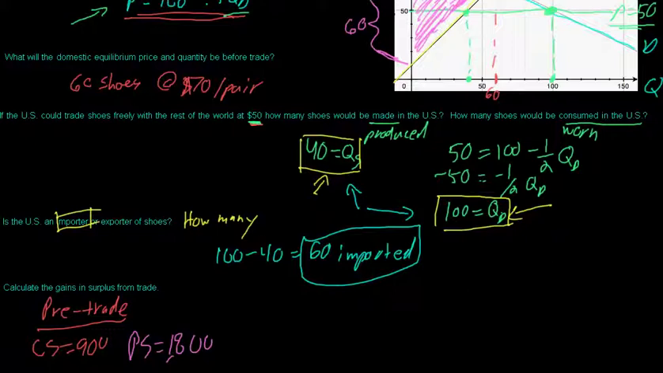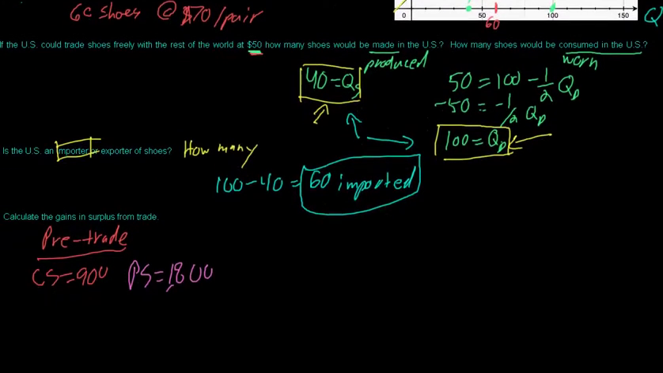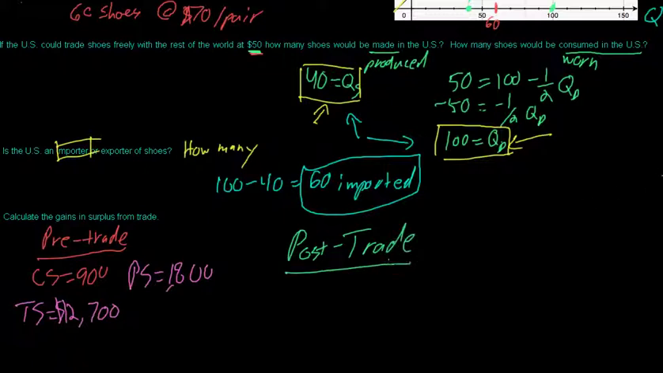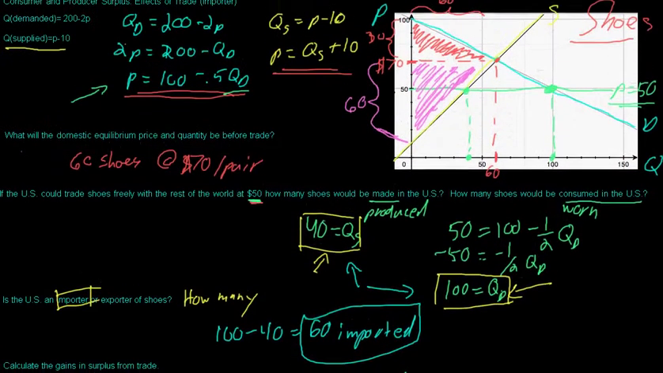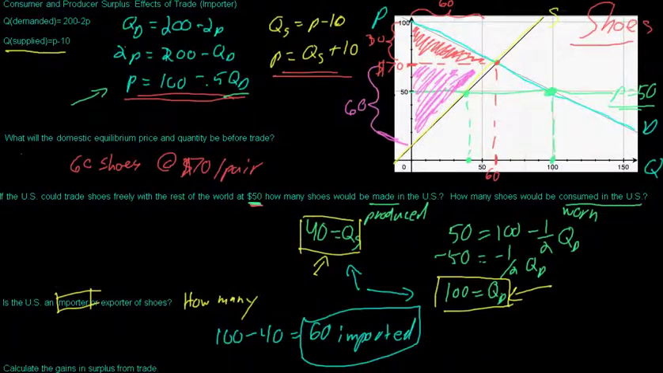And so the total surplus is just the sum of these two. So total surplus will be 2,700, and we measure surplus in dollars. So now we need to calculate after trade. So we'll say post-trade, what the consumer and producer surplus will be. To do that, we just need to redraw our triangles. And so here's what we're going to see.